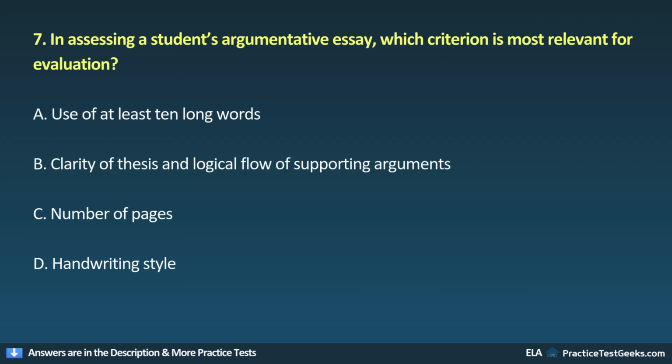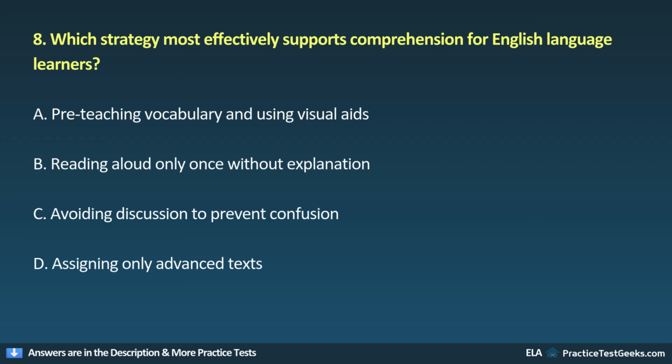7. In assessing a student's argumentative essay, which criterion is most relevant for evaluation? A. Use of at least 10 long words. B. Clarity of thesis and logical flow of supporting arguments. C. Number of pages. D. Handwriting style.